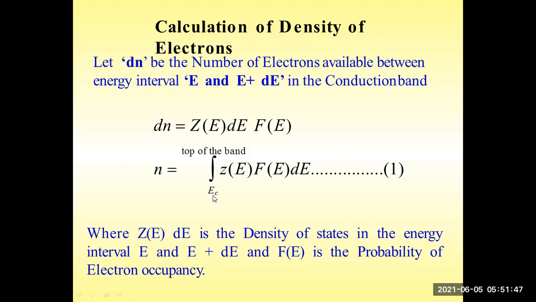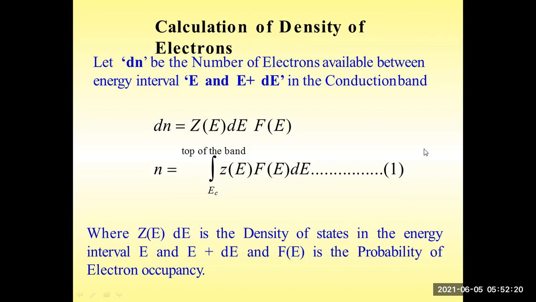In order to calculate the actual carrier concentration of an intrinsic semiconductor, we need to calculate both the density of electrons in the conduction band and the density of holes in the valence band. When we combine the density of electrons and the density of holes, we get the carrier concentration. So n is equal to the integration from EC to the top of the band, which we just say is infinity, because we don't know the upper limit of the conduction band. So the lower limit is EC.